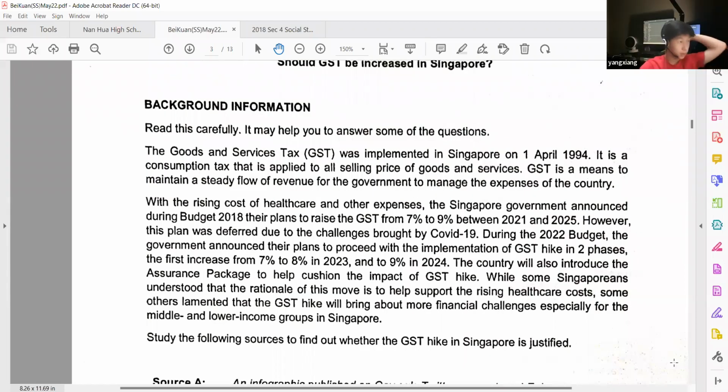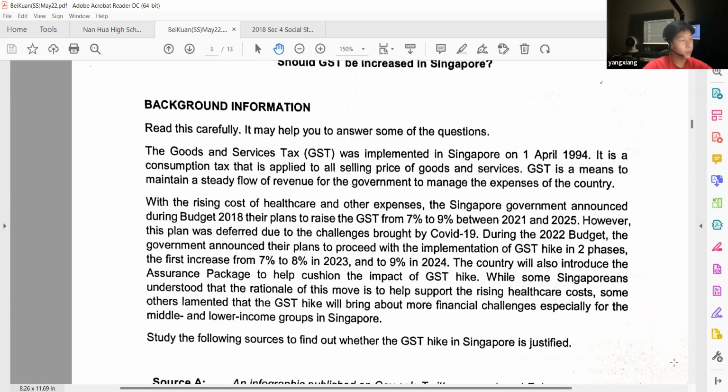The goods and services tax, GST, was implemented in Singapore on 1st April 1994. It is a consumption tax that is applied to all selling price of goods and services. GST is a means to maintain a stable flow of revenue for the government to manage the expenses of the country. With the rising cost of healthcare and other expenses, the Singapore government announced during Budget 2018 their plans to raise the GST from 7% to 9% between 2021 and 2025. However, this plan was deferred due to the challenges brought by COVID-19.